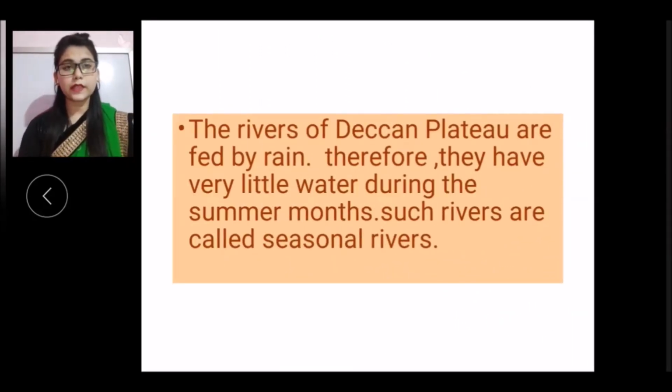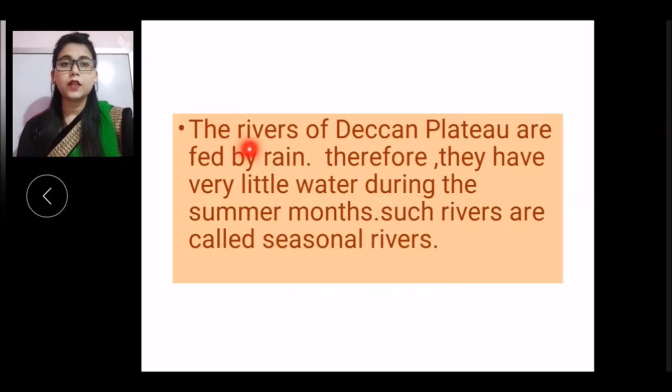Most of the rivers in the Deccan Plateau are fed by rain. They are not fed by the melting snow. So students, they have very little water during summer, and sometimes if the rain is not good, they dry up during summer. So these are called seasonal rivers. Here also the same thing is written.